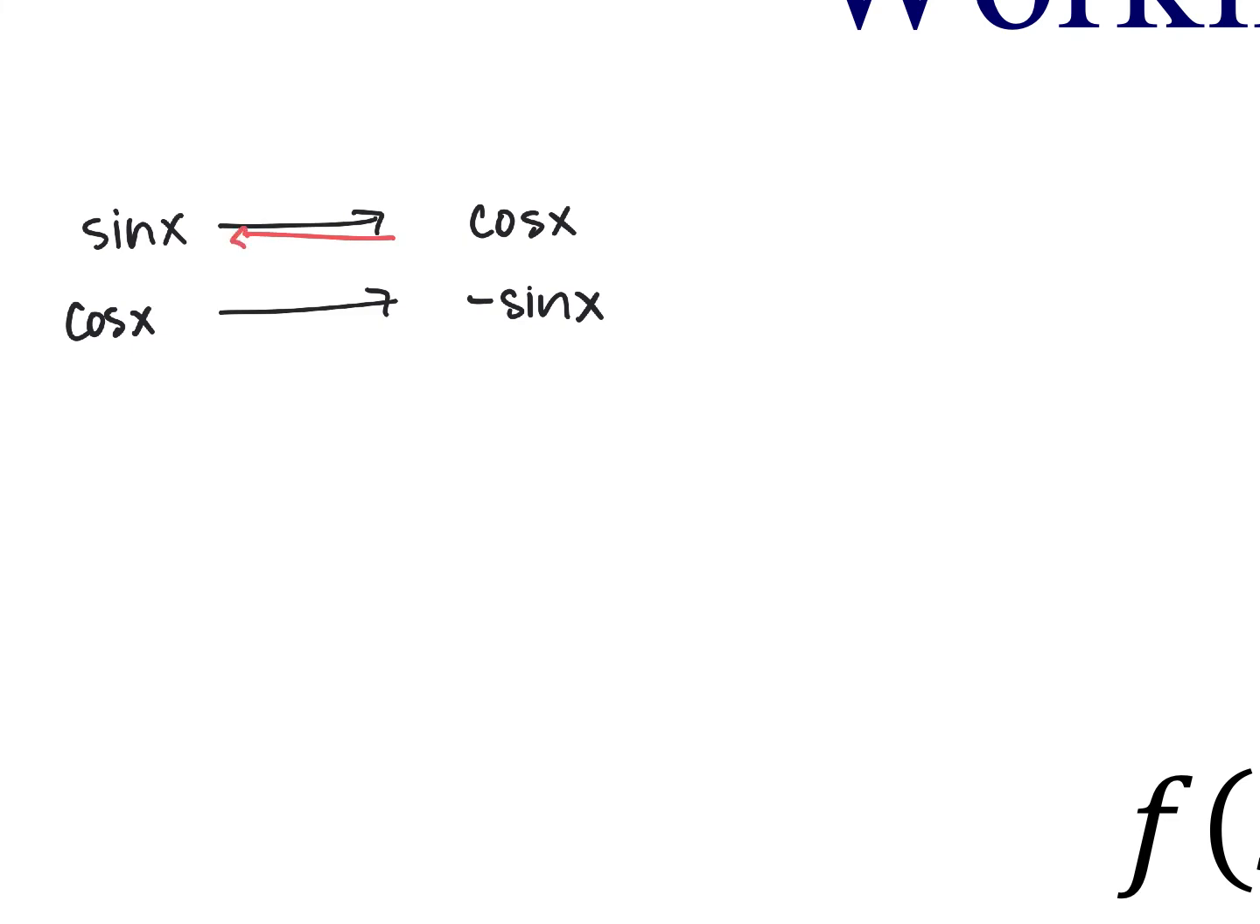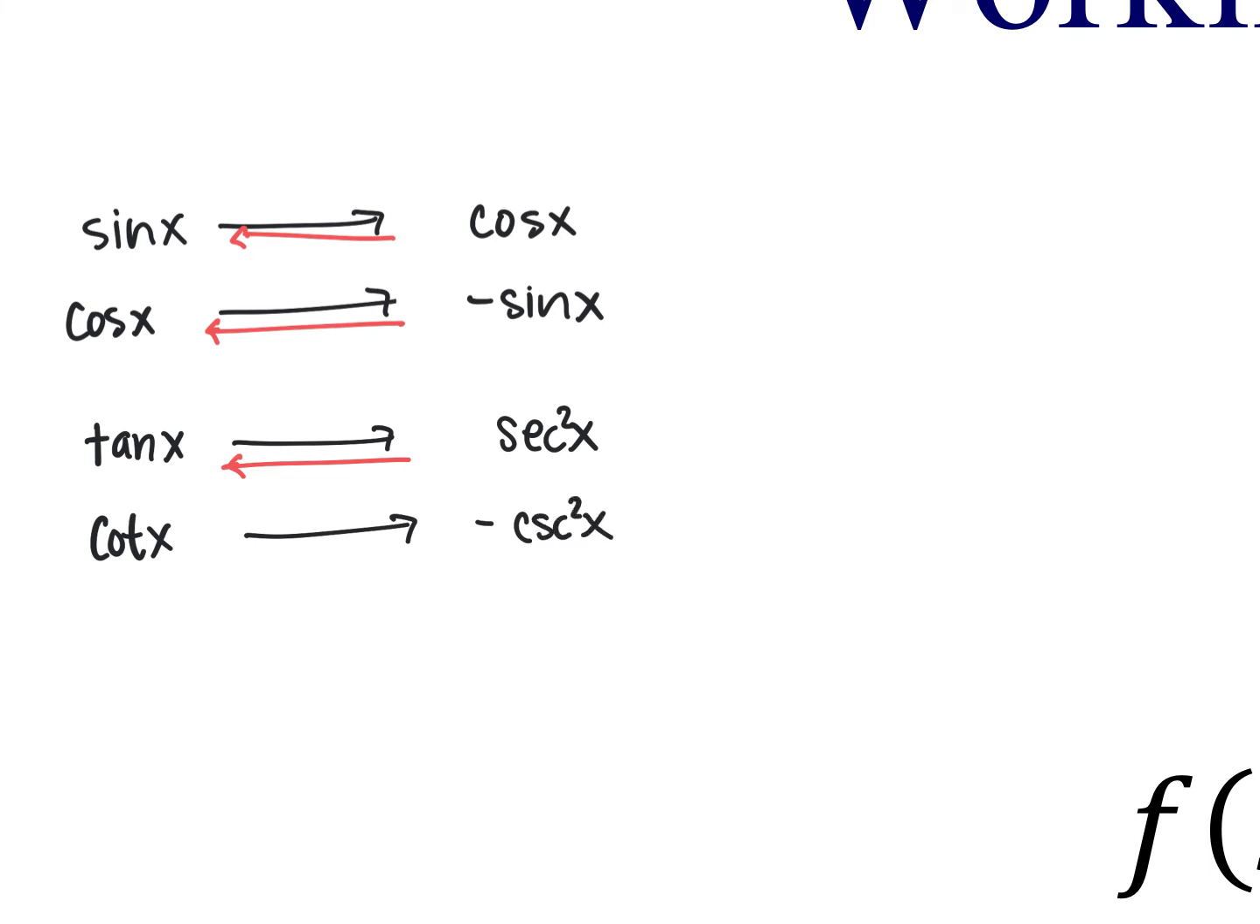If I were to do that, I would think about this. I'd think about sine turns to cosine, and cosine turns to negative sine. So then I'd have to think about how I would go backwards. So that cosine in an anti would turn back into sine, and negative cosine would turn back into positive cosine. And I'd think about how tangent turns into secant squared, and how cotangent turns into negative cosecant squared. So I'd have to think about how to do that backwards for an antiderivative.